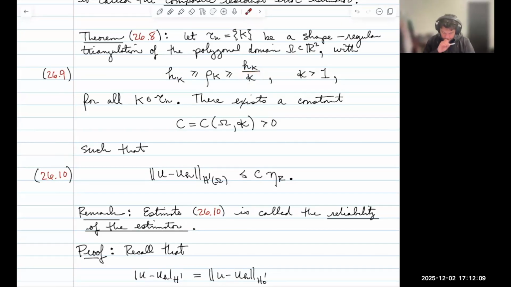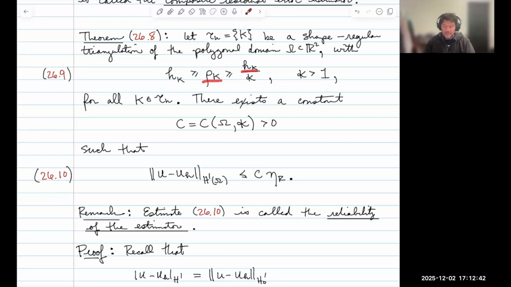Remember, for each triangle in the mesh, the length of the longest edge is bigger than the radius, or the diameter, of the inscribed circle. For a shape regular mesh, we can assume this is bigger than the size of the triangle times some factor kappa, which is greater than one. It can never be equal to one.